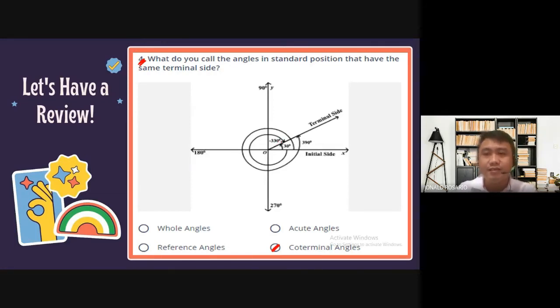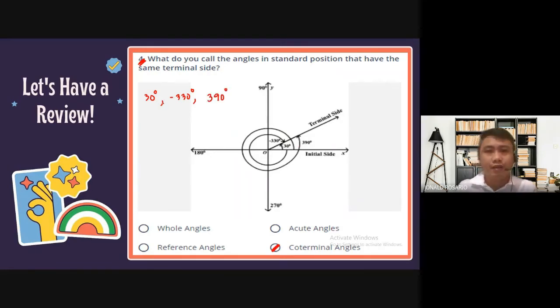Coterminal angles, these are angles again, written in standard position. So pag sinabi natin standard position, ang initial side natin ay coincide sa ating positive x-axis. So we have, ilang angles meron tayo dito? Isa, yung 30 degrees, isulat ko dito. And we also have another one, which is the negative 330 degrees. And we have another 390 degrees.